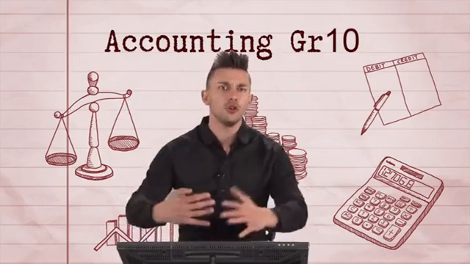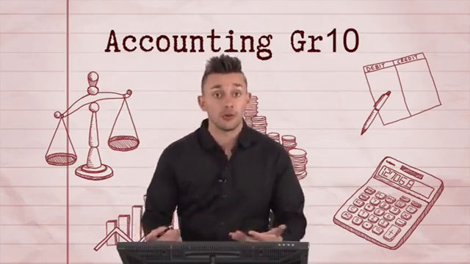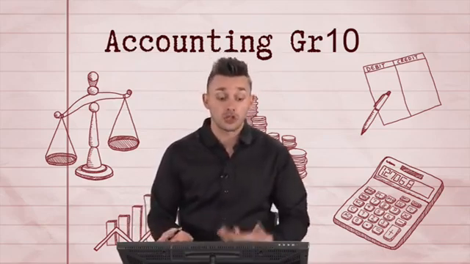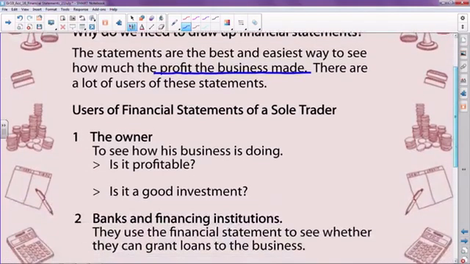So now, who looks at these statements? Again, you're drawing them up for a particular reason. Someone wants to look at them. So let's quickly look at it. The statements are the best and easiest way to see how much profit this business has made. And there's quite a lot of uses for these statements. So let's look at the very first one.